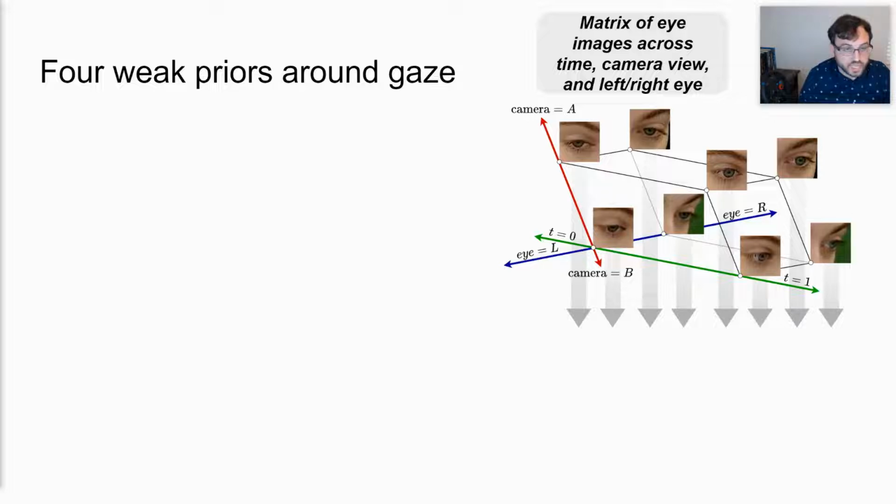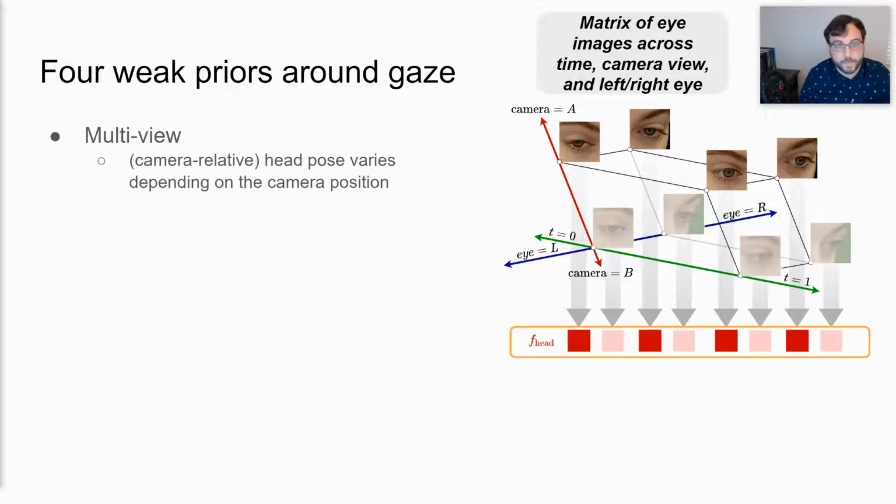In total, we use 8 views of the eyes, forming a 3D matrix across time, camera view, and the left and right eyes. Such data could be acquired, for example, from a stereo view of a person's face. At train time, we require at least 2 simultaneous camera views to be present. This allows us to keep all other factors constant except for the rotation of the head.